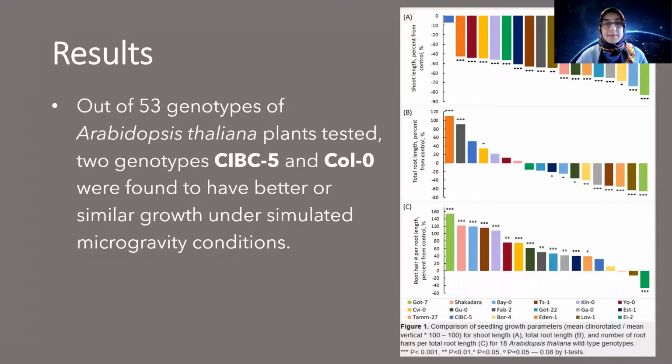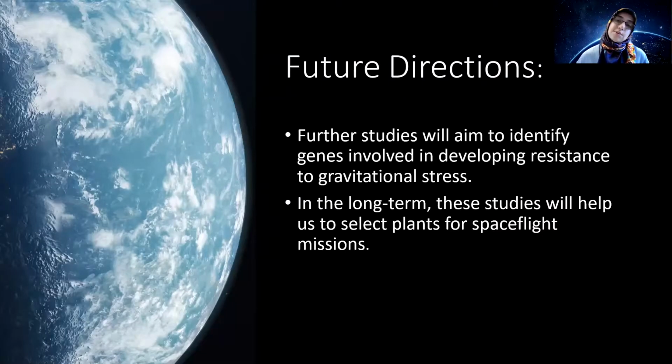In the long run, these studies will help us identify several genotypes to test on spaceflight missions, and later we want to identify genes that are involved in developing this gravitational stress resistance in plants by genome-wide association studies. Finally, these genes can be checked or manipulated to produce plant varieties that will be able to grow well in spaceflight missions, microgravity, or reduced gravity, such as on the moon or Mars.